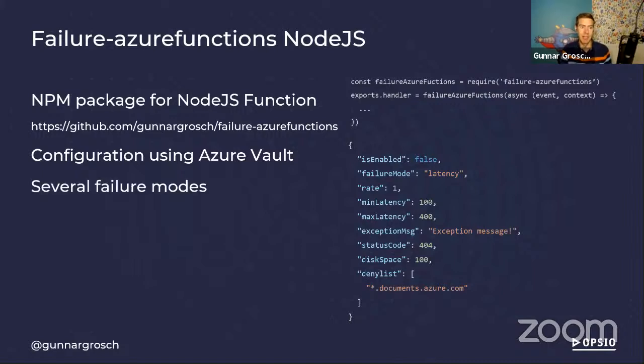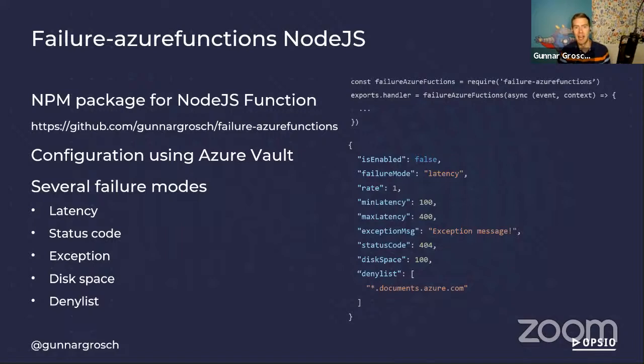We have a few failure modes to choose from. Latency, of course. We can inject status code, meaning that instead of returning a 200, we can return a 404 or 502 and so on. We can throw an exception in the code. We can add disk space or add files to disk. And we have a deny list. And with the deny list, we're able to block network connections to, for instance, third parties or downstream services and so on, to be able to create experiments around that.